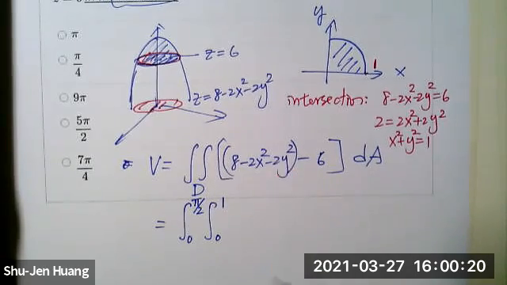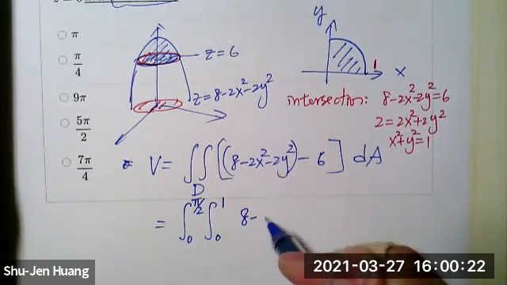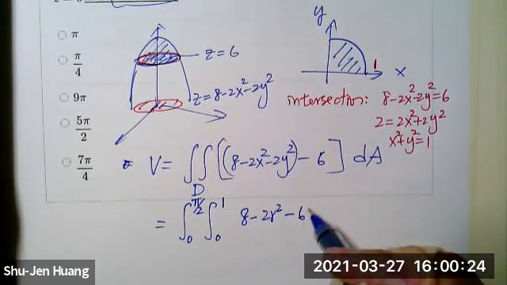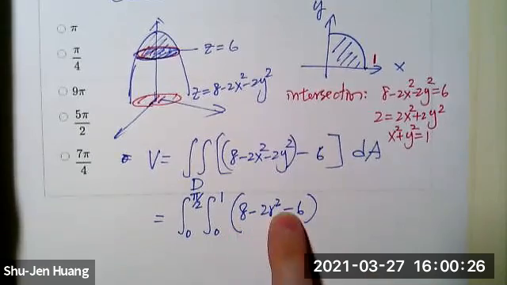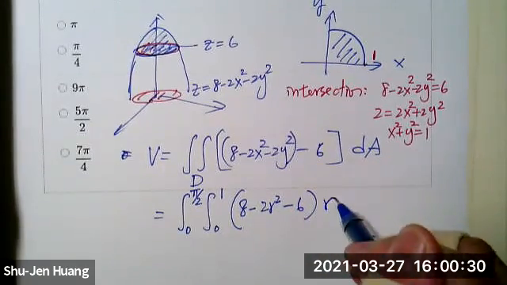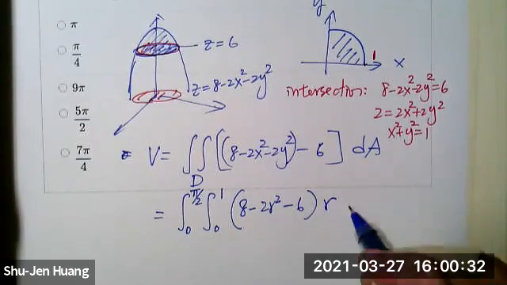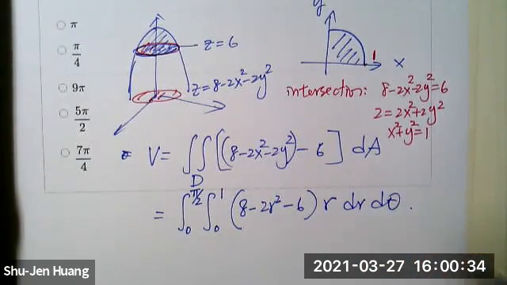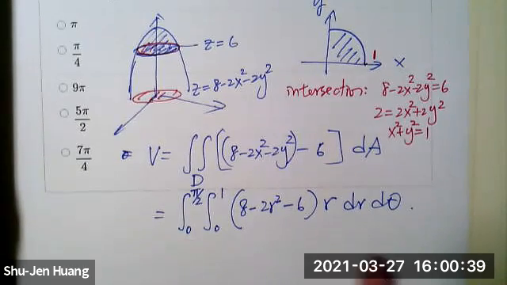And now the integrand is 8 minus 2r squared minus 6, the upper surface minus the lower surface, dA. Do not forget the Jacobian, r dr d theta. Is that good? So this is how we set it up. This is how we use the double integral.